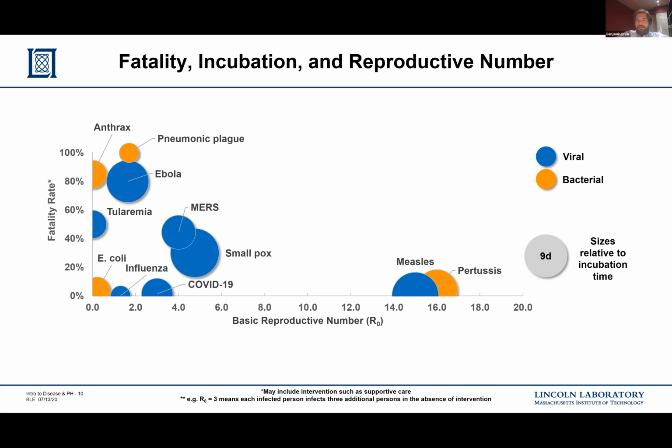I've also indicated here with the size the amount of incubation, so the delay between when you're infected and when you actually show signs and symptoms. And one of the insidious things about smallpox and measles and Ebola is that you can be infected and not know it for a long period of time and be infectious to others, which is what helps with the spread.